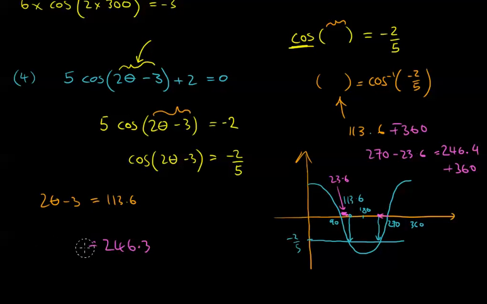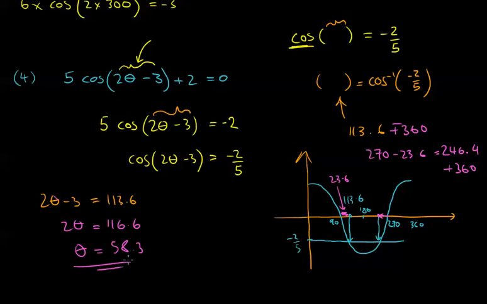Let me rub this out first of all. We need to do a little bit of work here. We need to add 3 first of all. So 2 theta is going to equal 106.6, and then we're going to halve that. 106.6 divided by 2. So theta could be 58.3.